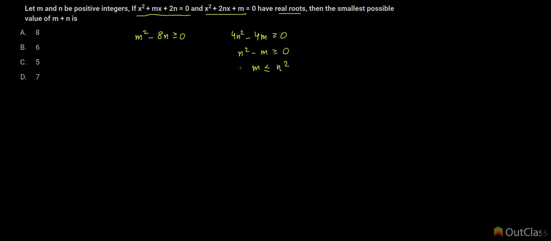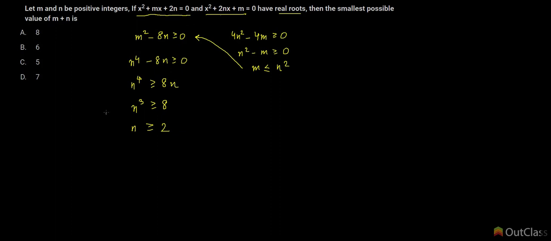Now I'm going to throw that here and you will get n square the whole square, n raised to 4 minus 8n greater than or equal to 0, which can be rewritten as n raised to 4 greater than or equal to 8n. Now it's given that m and n are positive integers, so if you know the sign of the variable, you can actually take it out and decide whether or not to flip the sign. Here, because it's positive, we don't have to flip the sign. We have n cube greater than or equal to 8, which will give you n greater than or equal to 2. So n has to be at least 2 for this to happen.